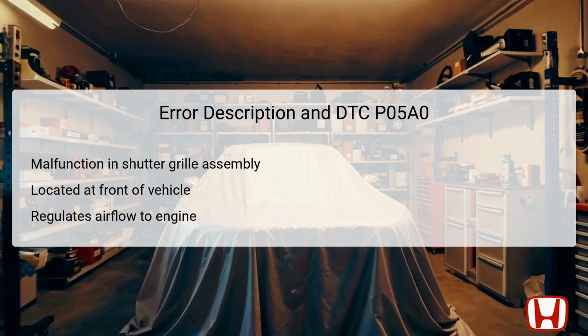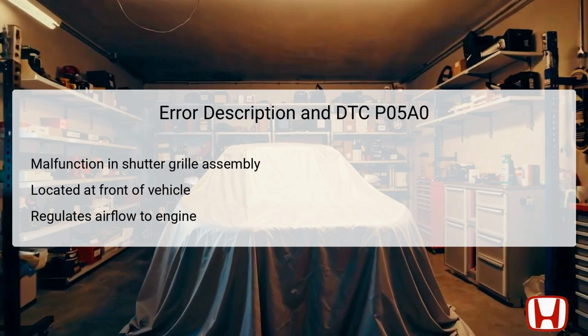The DTC P05A0 indicates a malfunction in the shutter grille assembly, which is pivotal for controlling airflow into the engine. This assembly is situated at the front of the vehicle, functioning to enhance aerodynamics and fuel efficiency. When operational, the grille optimally opens and closes according to driving conditions, but a malfunction can disrupt this process.